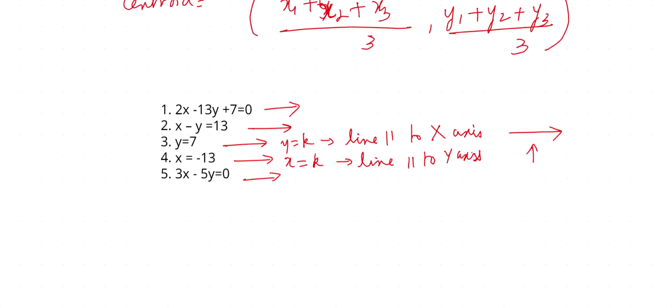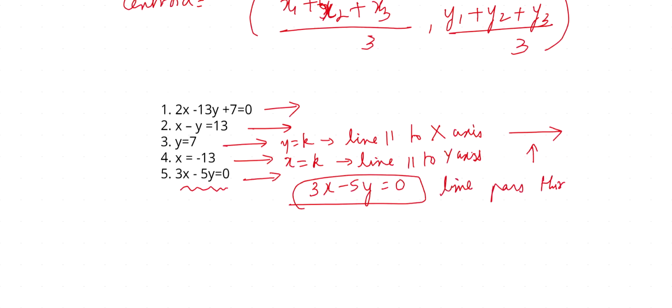And then look at the fifth equation, 3x minus 5y is 0. There is no constant term here. 3x minus 5y is 0, and there is no constant term. Such a line will pass through the origin. The constant term is missing.